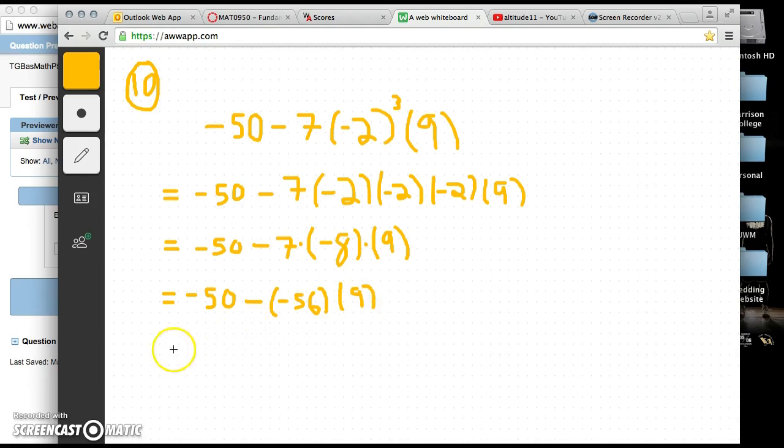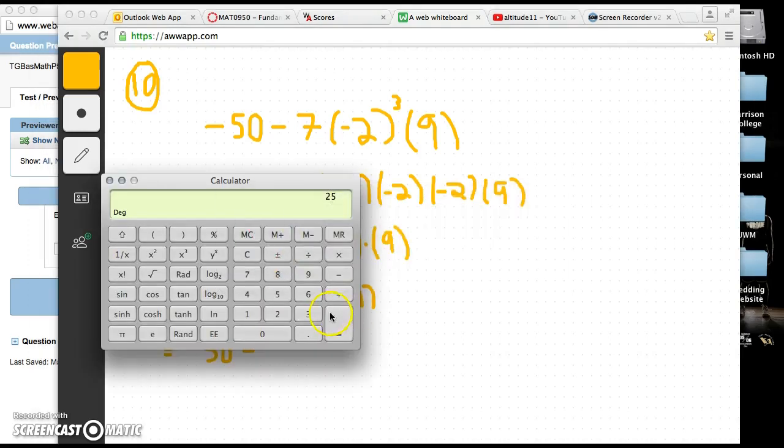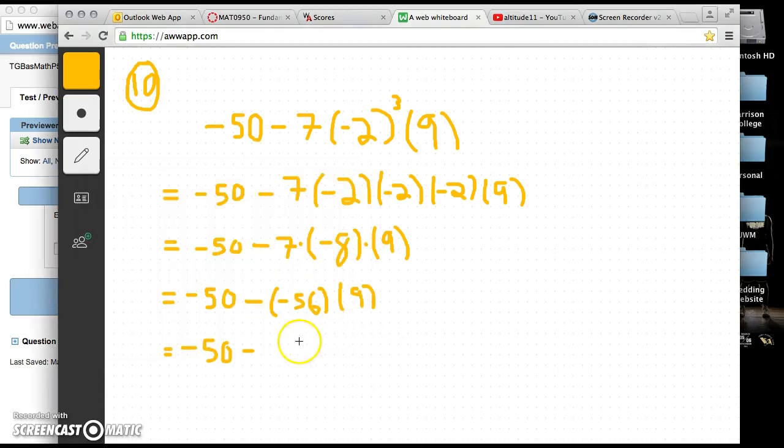Alright, since we're not done with multiplication and division, we need to finish those up first before we move on to addition and subtraction. So we still have the -50 out front, minus, and now we have a -56 times 9. Need the calculator to help us out here. So we have -56 times 9. And that is -504. Alright, so now that is all of our multiplication and division.